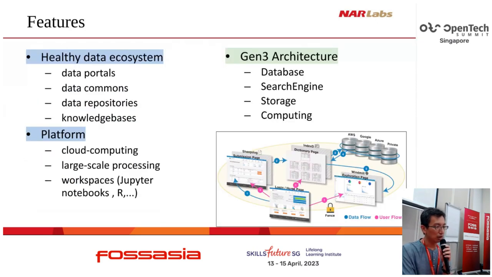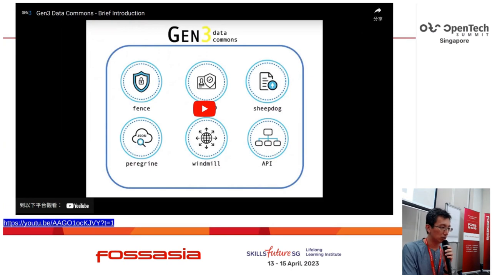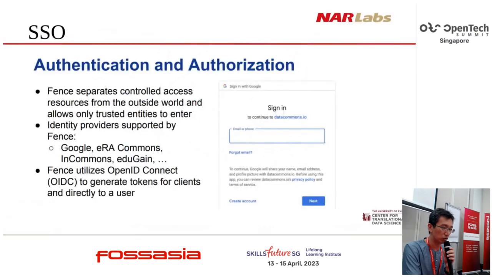Gen3 has several features. It can help the health data ecosystem. For example, it has data portals and data commons for the data repositories. It provides cloud computing, large scale processing, and workspaces, for example, Jupyter Notebook, Python, and R. The Gen3 architecture includes database, search engine, storage, and computing. I have a short video that will demo some of the Gen3 environment. It will be easy for you to understand.